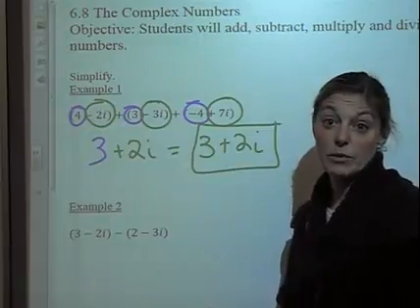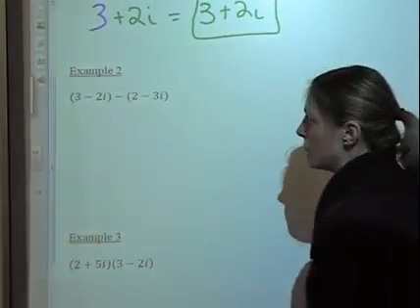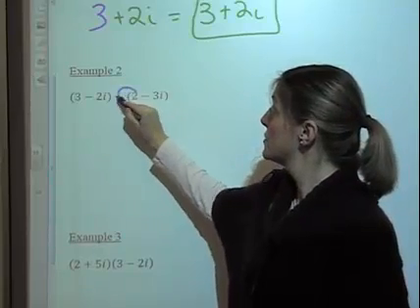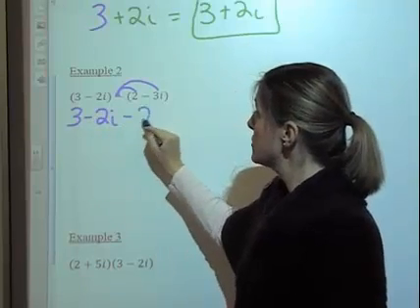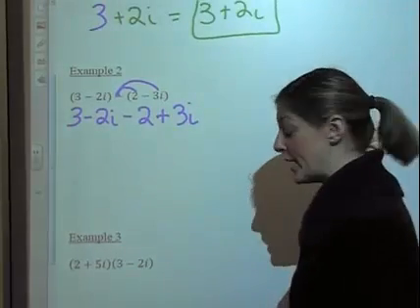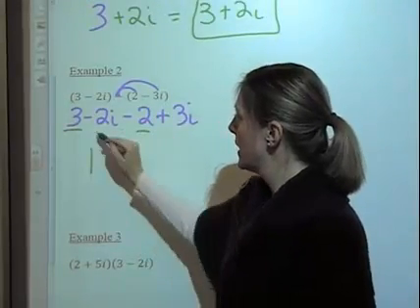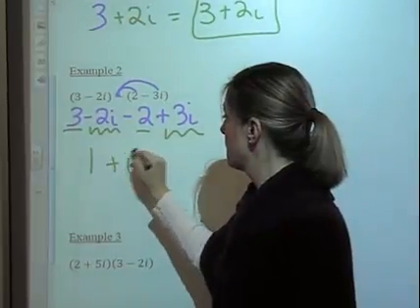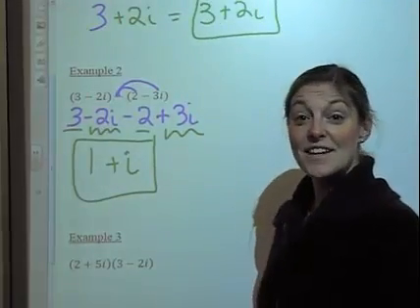Now let's take a look at example number 2. Remember, when you're subtracting here, you need to distribute that. So our new problem is 3 minus 2i minus 2 plus 3i. And now we just combine our like terms. So we have 3 minus 2 is 1, and then -2i plus 3i is +i. And that's your answer. So now let's take a look at example number 3.